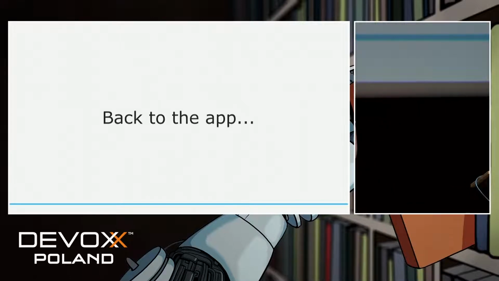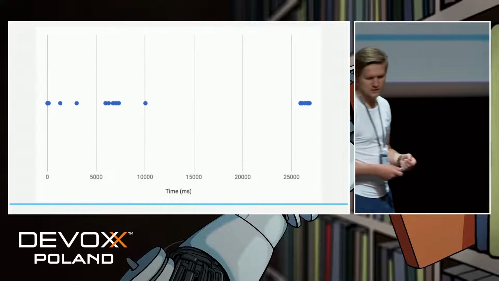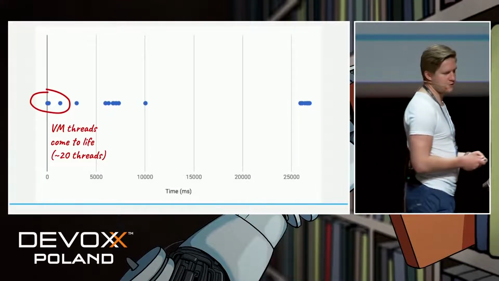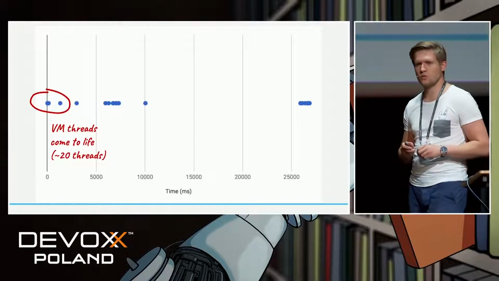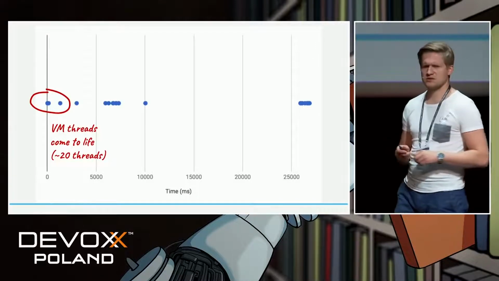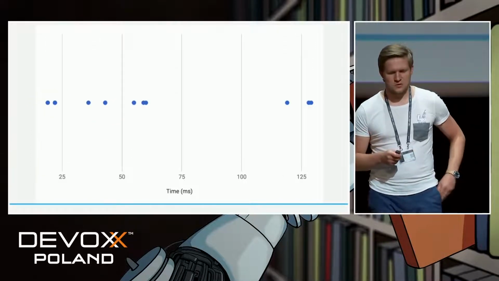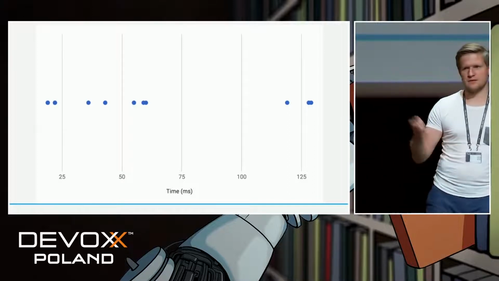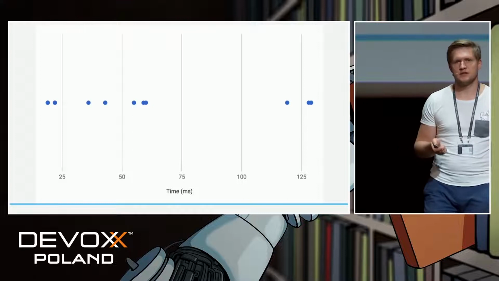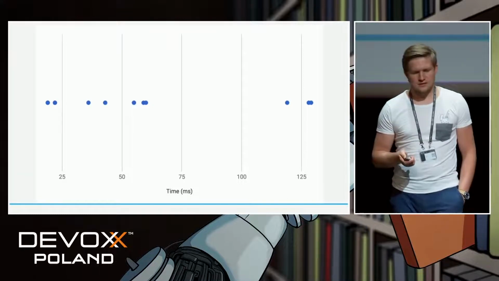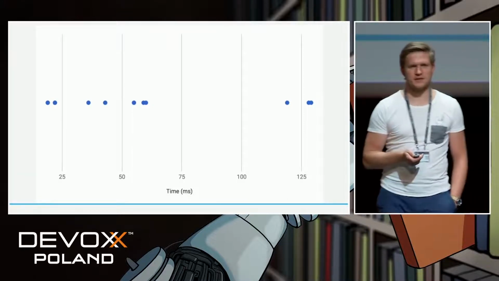But let's get back to our application. We've been talking about some low-level details, so let's get back to the application itself. As I said, first the VM threads come to life, and let's see what those VM threads actually are. This is a zoom in on the first 100 milliseconds in the application lifetime. And guess what are the first two threads that come to life?